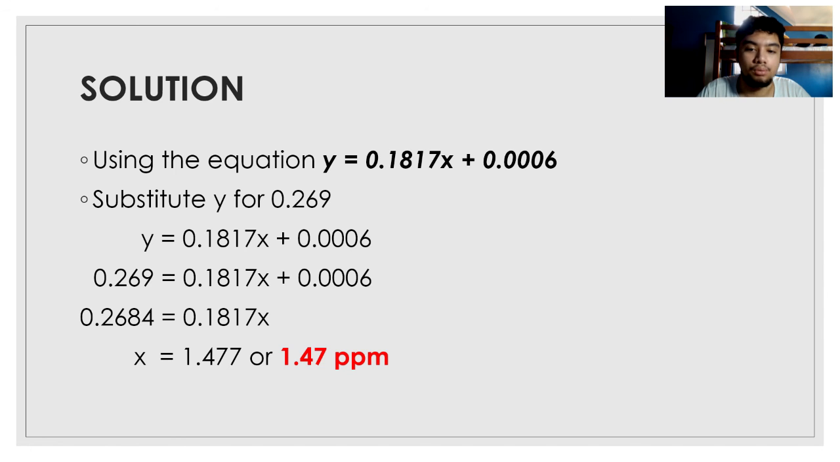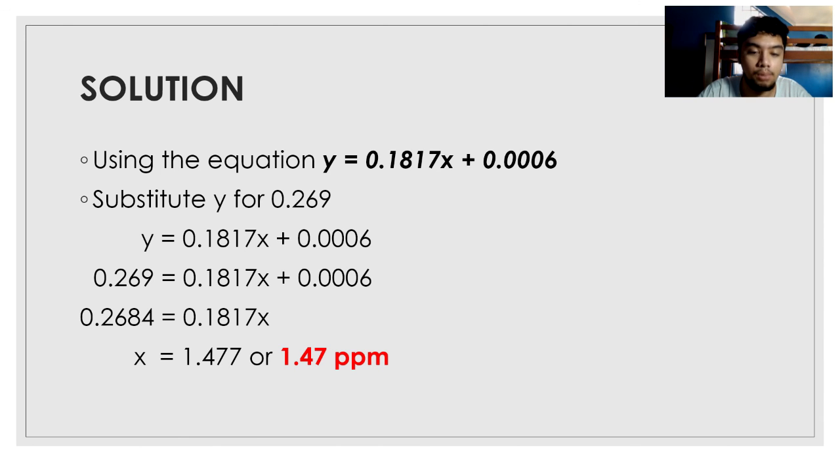Using the equation y equals 0.1817x plus 0.0006, we are going to substitute y for 0.269. Then, by substituting it, we have 0.269 equals 0.1817x plus 0.0006. Then, after transposing all the variables in the equation, we come up with 0.2684 equals 0.1817x.